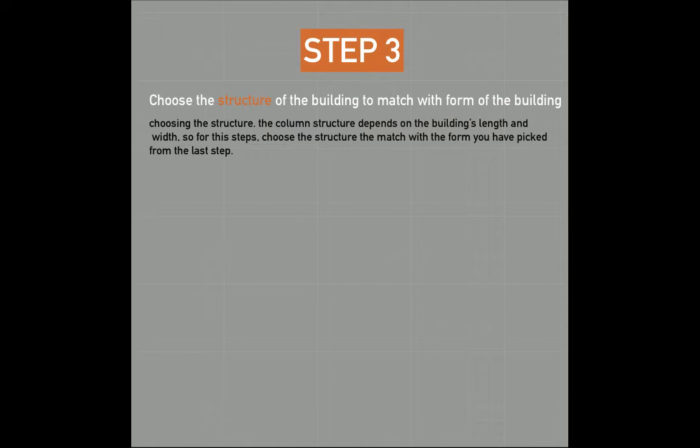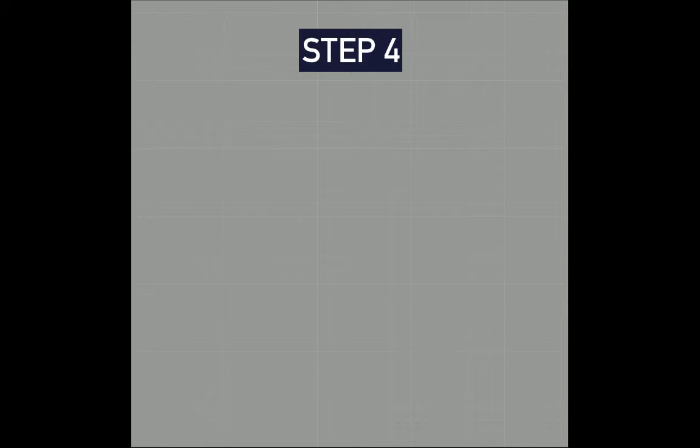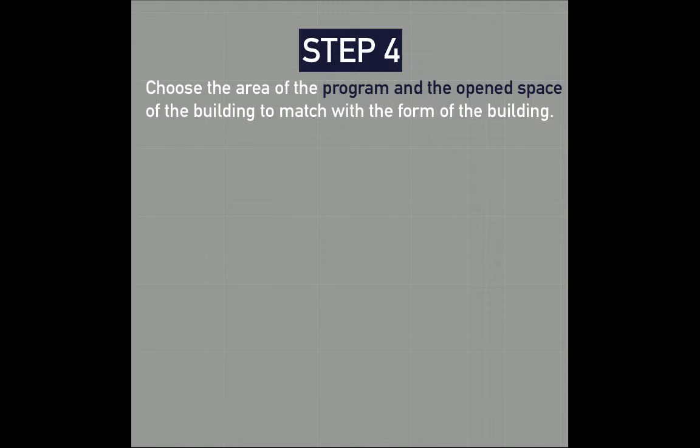3. Choosing the structure. The column structure depends on the building length and width. So for this step, choose the structure that matches with the form you have picked from the last step. After you pick the structure, place it on the platform with the structure written on it, so it coincides with the previous form. Step 4. Determining the program space and open space of the building.